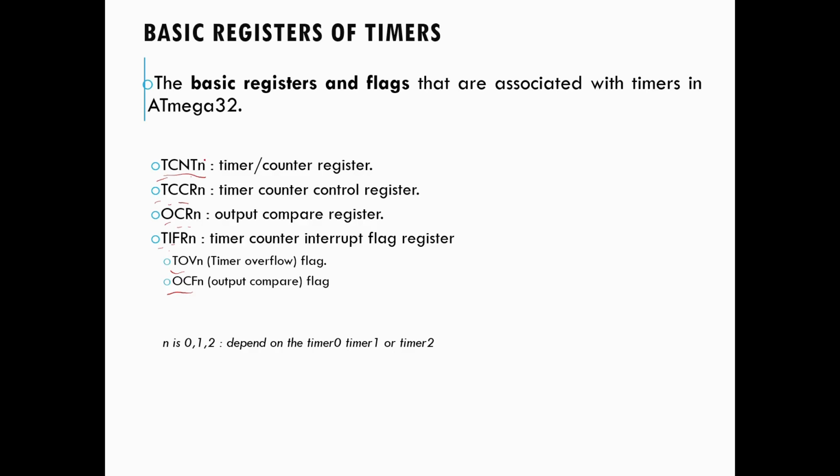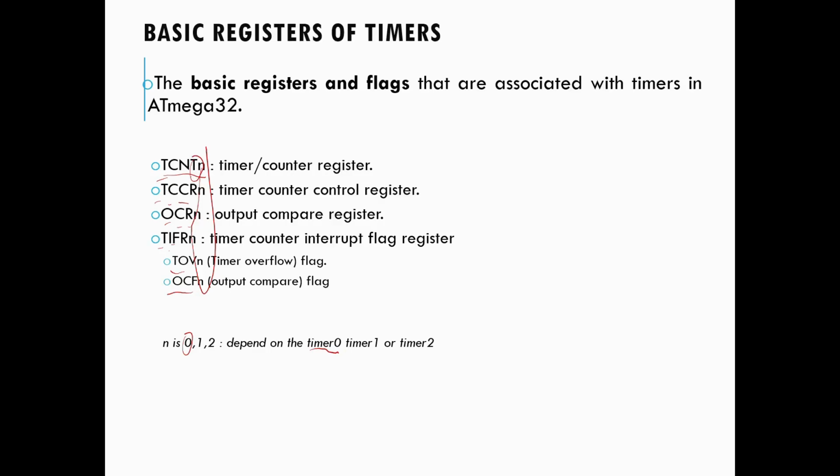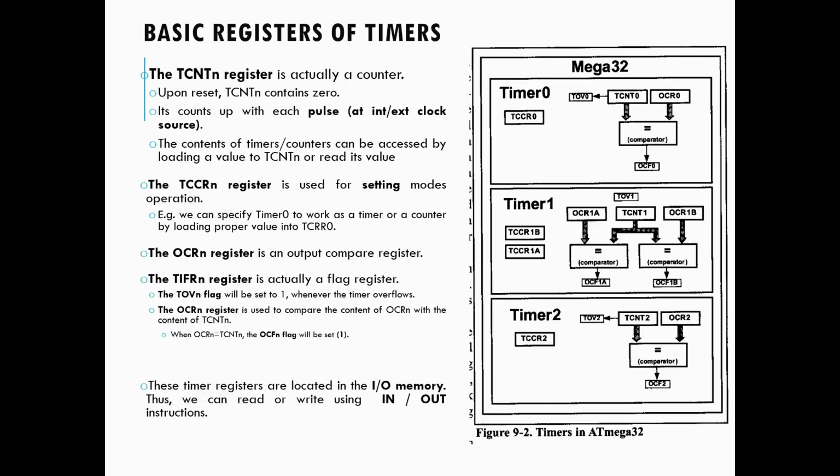Okay, so the N here refers to the timer that you're going to use. If N is 0, it means that you are using timer 0. In the previous slide, timer 0 is 8-bit. If you are using N equals 1, it means that you are using timer 1. So for all of these registers and flags, you put the number 1 at the back. For example, if you have TCNT1, it means that you are using timer 1. If you are using N equals 2, it means that you are using timer 2 for your program.